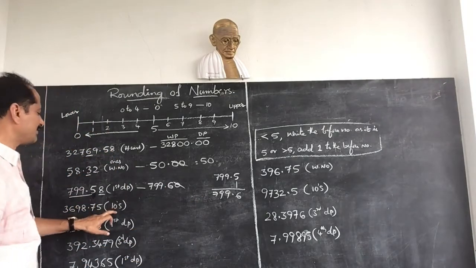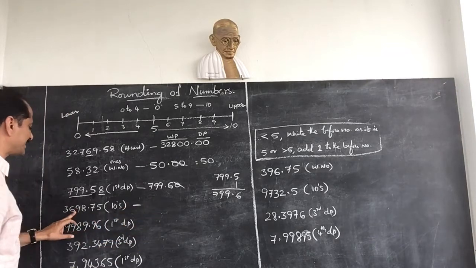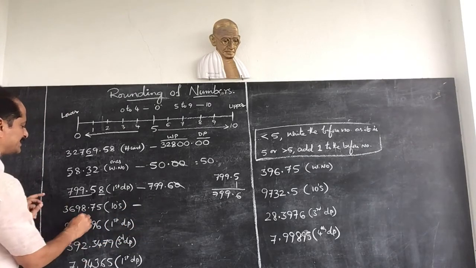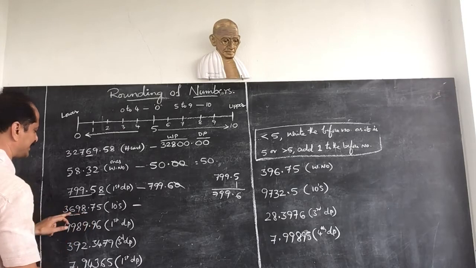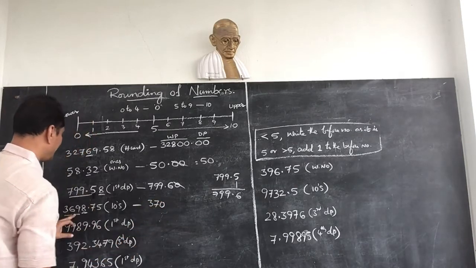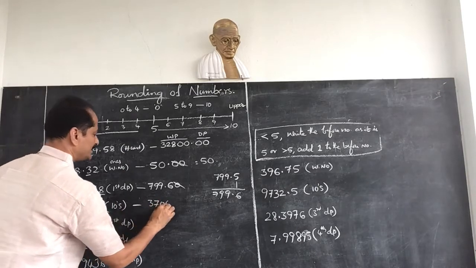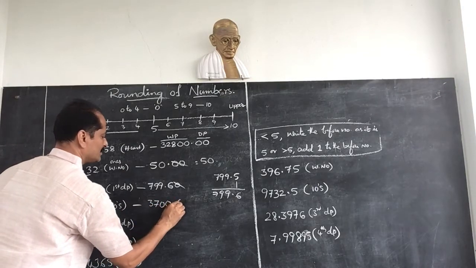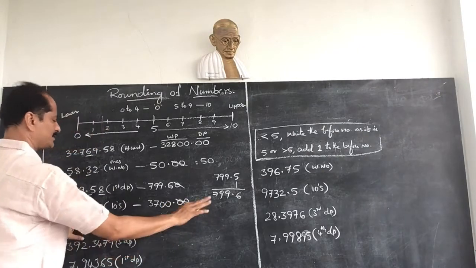Now to round off this to the nearest tens place, we should see the next lower place than tens place, which is the ones place. The digit in the ones place is 8. 8 is greater than 5. So add 1 to the before number. Add one to 369. 369 plus 1 is 370. Then write all zeros, 1 2 3. 1 zero is under the whole number digits and 2 in the decimal part. So that is nothing but 3700.